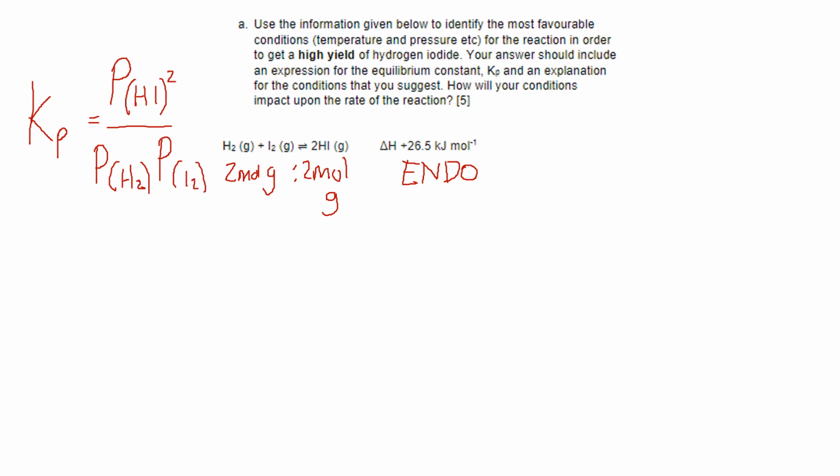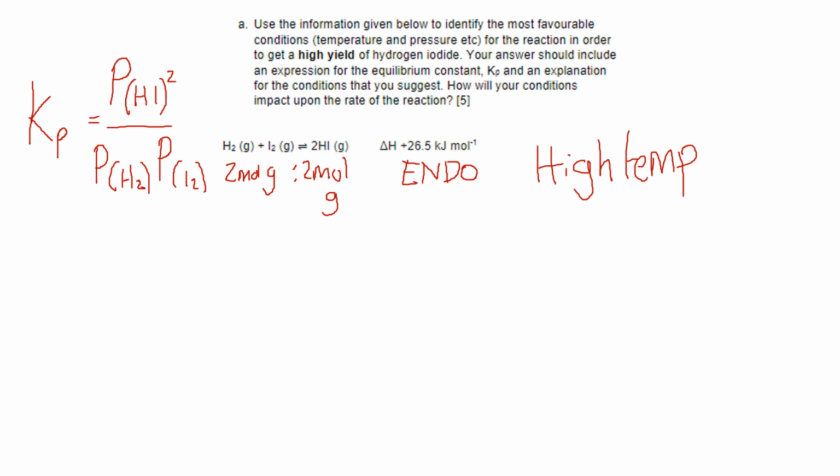And the question basically is asking, how can we make more HI by changing the conditions? Well, the forward reaction is endothermic, and what that means is an endothermic reaction likes to take in heat energy. So if we want to shift the position of equilibrium so as to make more HI, we're going to end up using a high temperature. A high temperature will favour the endothermic process. So we'd use a high temperature. This question doesn't require you to do anything in terms of numbers or calculations. It's just whether you'd use a high temperature or a low temperature. If the reaction was exothermic, we'd use a low temperature.